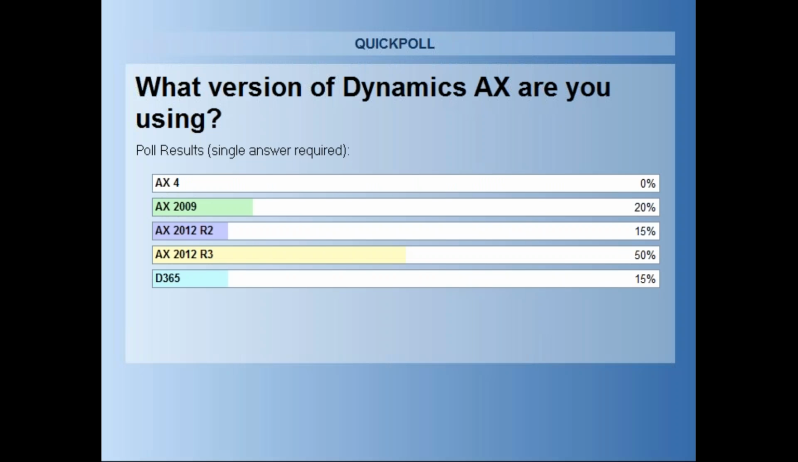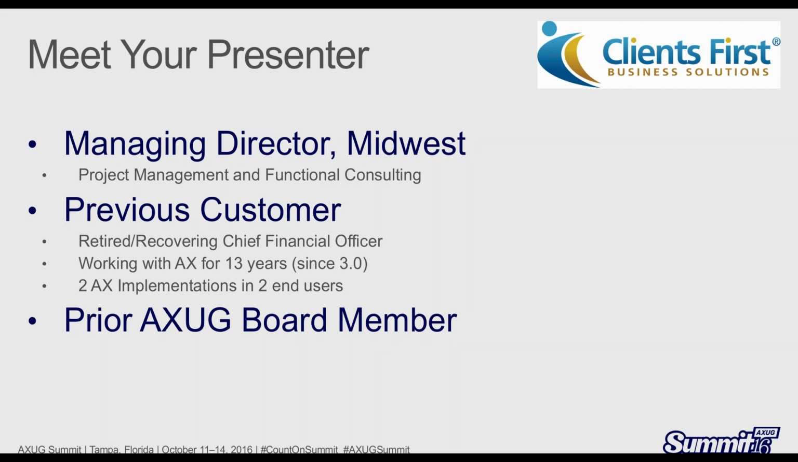And I'll share the results, and that is 0 on AX4, 20% on AX 2009, 15% on 2012 R2, 50% on 2012 R3, and 15% on D365. All right, sounds good. Thank you.